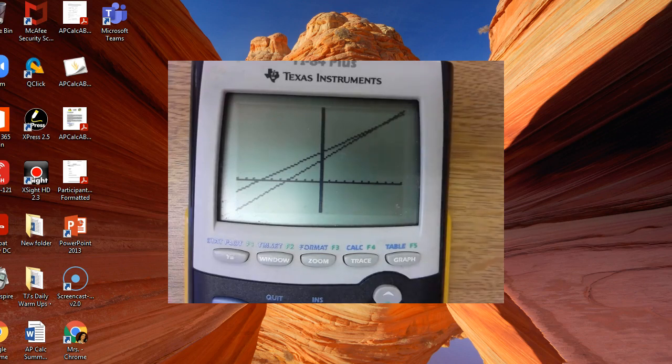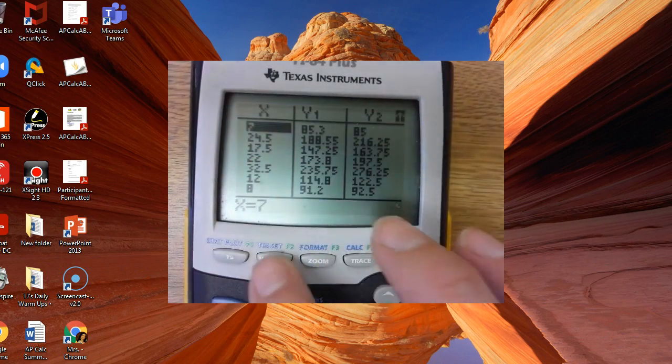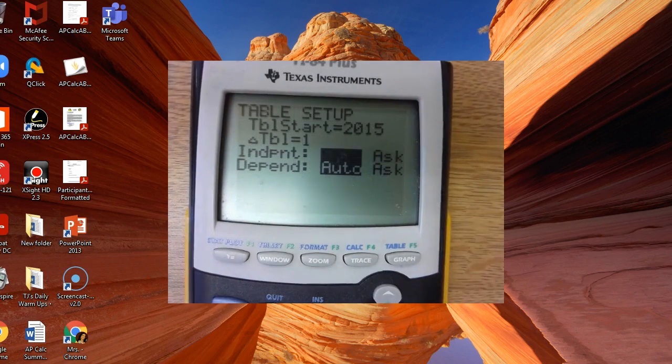How else could we look at this to figure out where they intersect? Where else could you go? You could go to a table. So if you hit second graph, it'll bring up a table. Your tables are probably going to look more like this.